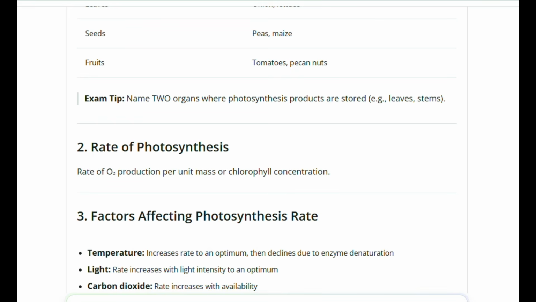Okay, then we have the seeds. The seeds are pears, maize, right? Fruits, we have tomatoes, we have pecan nuts. What is pecan nuts? Let me try and find the picture of the pecan nuts, because you really have to know what is pecan nuts. Let me look for the picture.